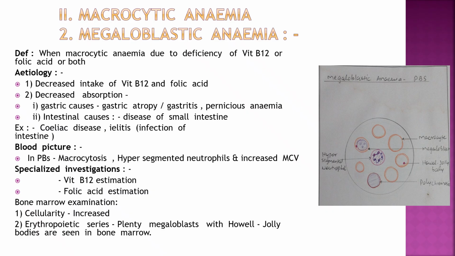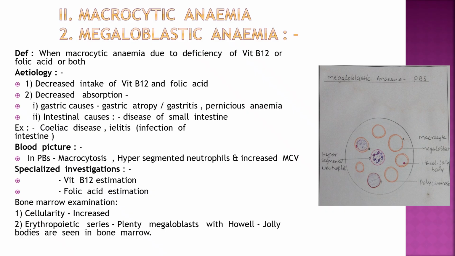So in blood picture in PBS you can see macrocytosis. In this diagram you can see increased RBC size, the macrocytosis, and because of that there is variation in size, so it is also called anisocytosis. Then the neutrophil is usually hypersegmented, more than 4 to 5 lobes of the nucleus of the neutrophils, and MCV of the RBCs is increased.